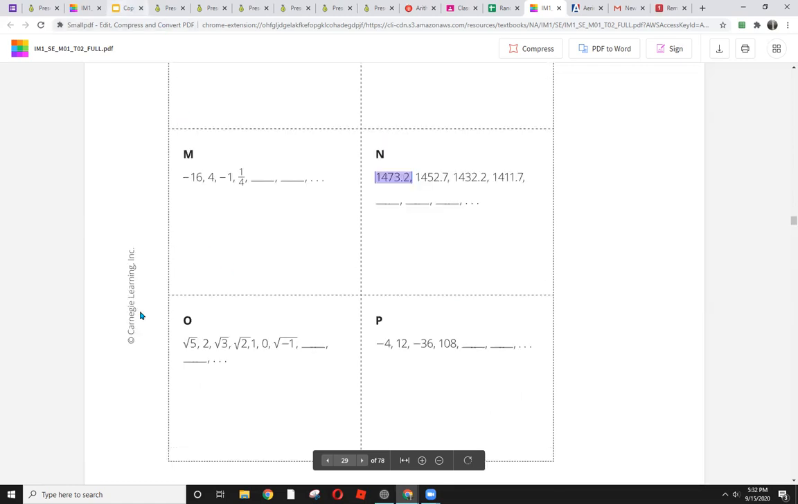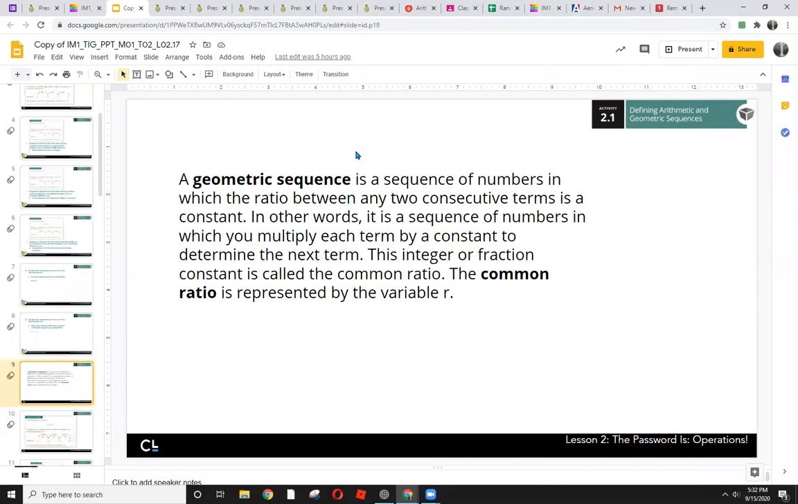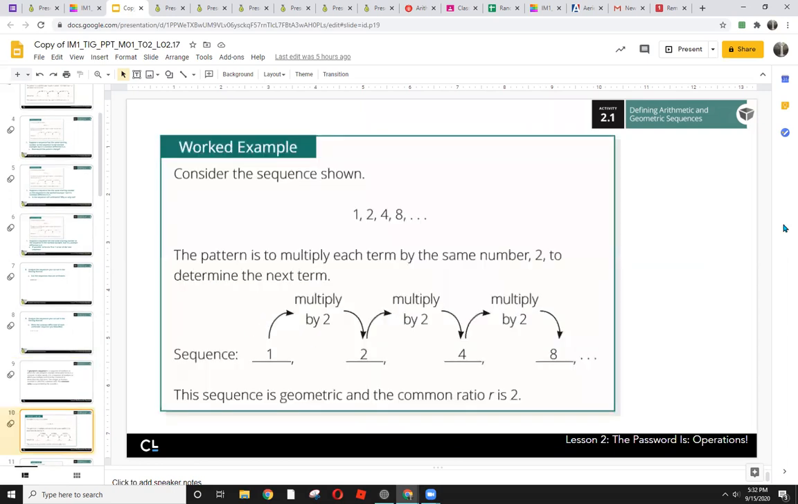Okay. Let's see, for slide number 9, now we're dealing with the geometric sequence. So a geometric sequence is when you're multiplying, or you can say dividing, by the same number, and that number is called a common ratio. Okay, so notice here we are multiplying by 2. So the common ratio is equal to 2. So we can just use the letter R for our common ratio.